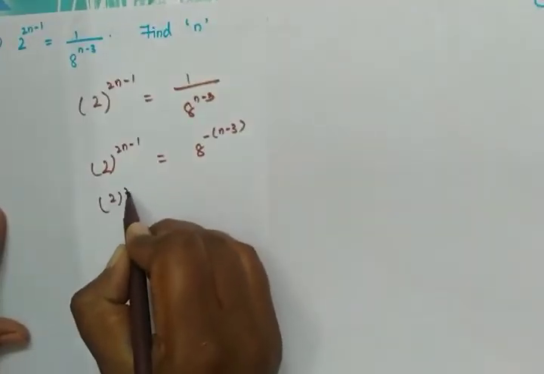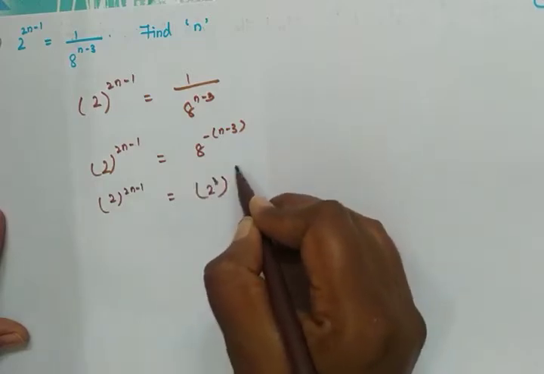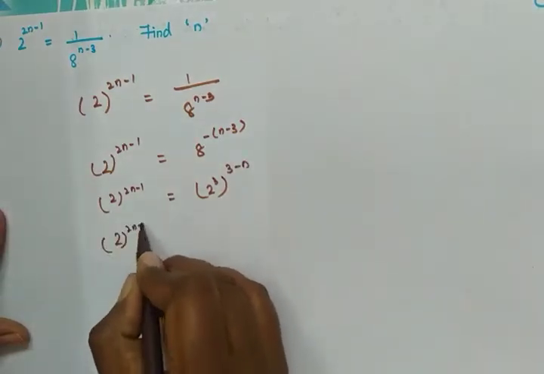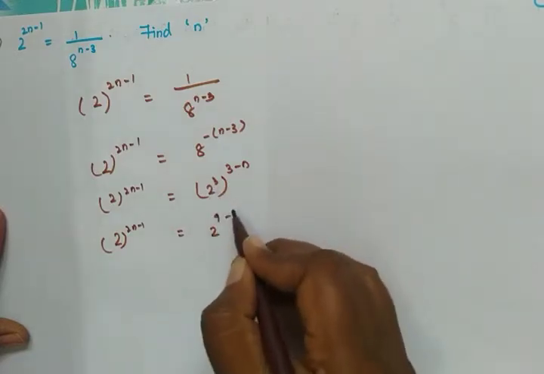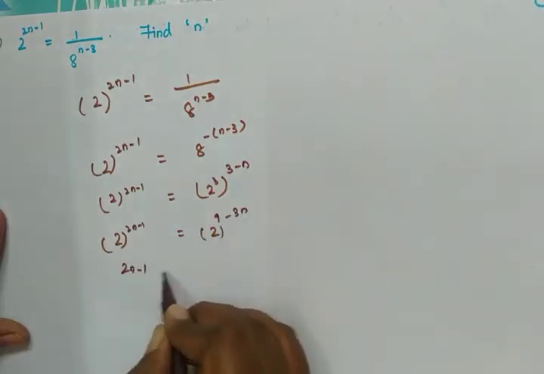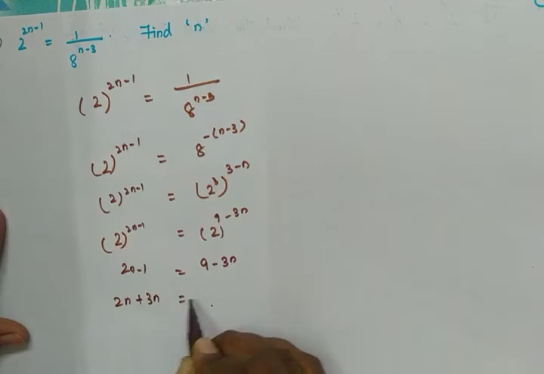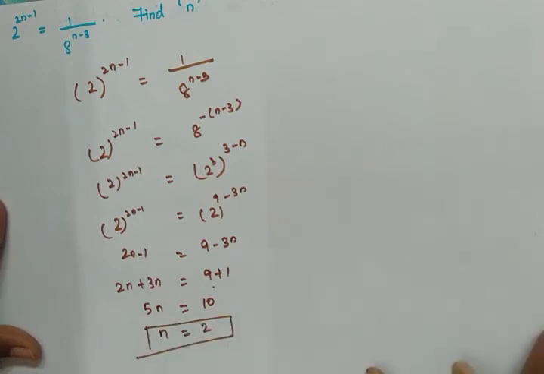So 2 power 2n minus 1 is equal to 2 power 3 the whole power minus, so multiply this 3 by minus n. Therefore 2 power 2n minus 1 is equal to 2 power, 3 threes are 9, minus 3n. Since the bases are common, 2n minus 1 will be equal to 9 minus 3n. Now take 2n plus 3n is equal to 9 plus 1. Therefore 5n is equal to 10 and therefore n is equal to 2. This is the answer for this problem. Now let us move on to the next problem.